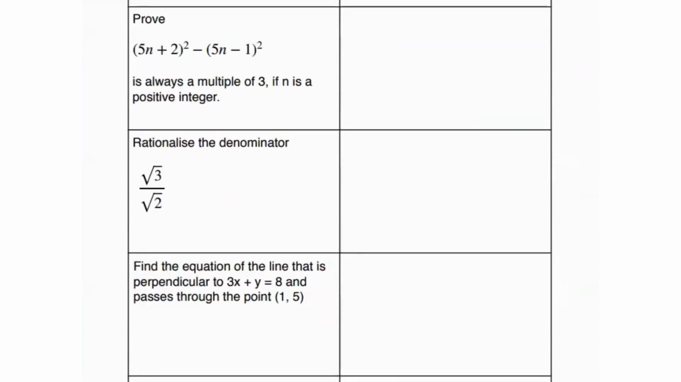And the next question says prove (5n + 2)² − (5n − 1)² is always a multiple of 3 if n is a positive integer. So let's expand the brackets separately. (5n + 2)² is going to be 25n² + 2 times 5n times 2 + 2², which is 25n² + 20n + 4.